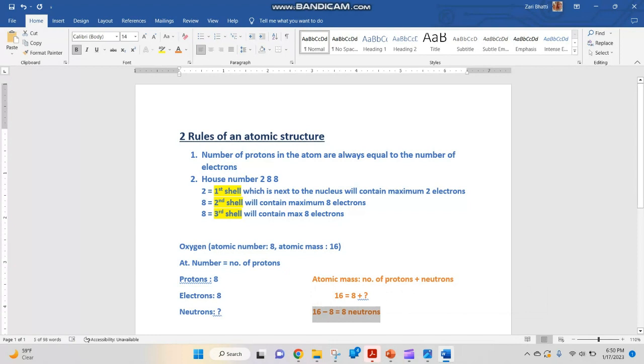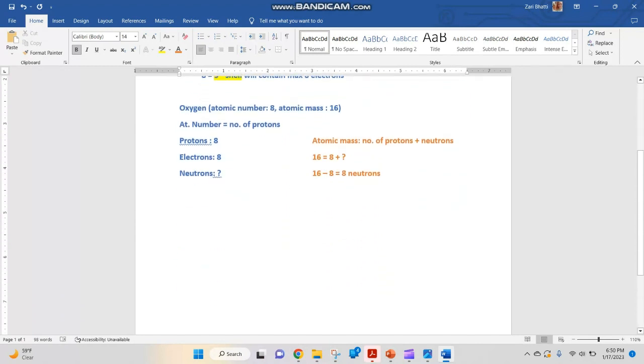Once we have that, we are going to draw the structure of the atom. Now if we look at the structure or the subatomic particles in the oxygen, we have 8 protons, we have 8 electrons, and over here, now that we figured out or calculated the value of the neutrons, we have 8.